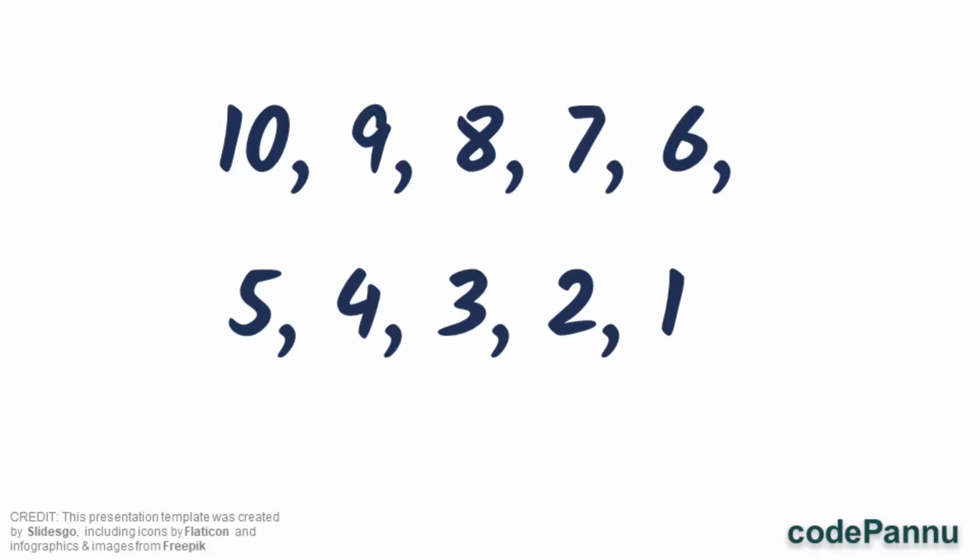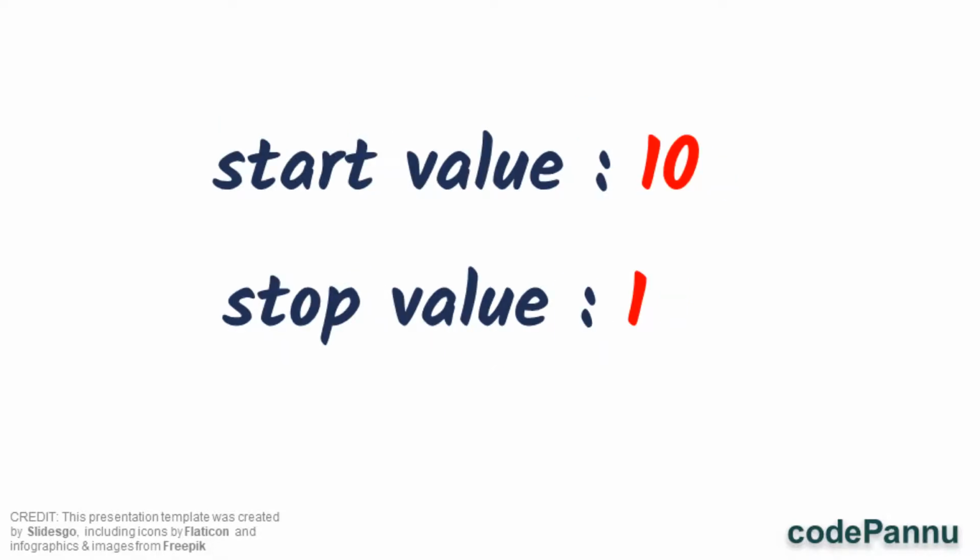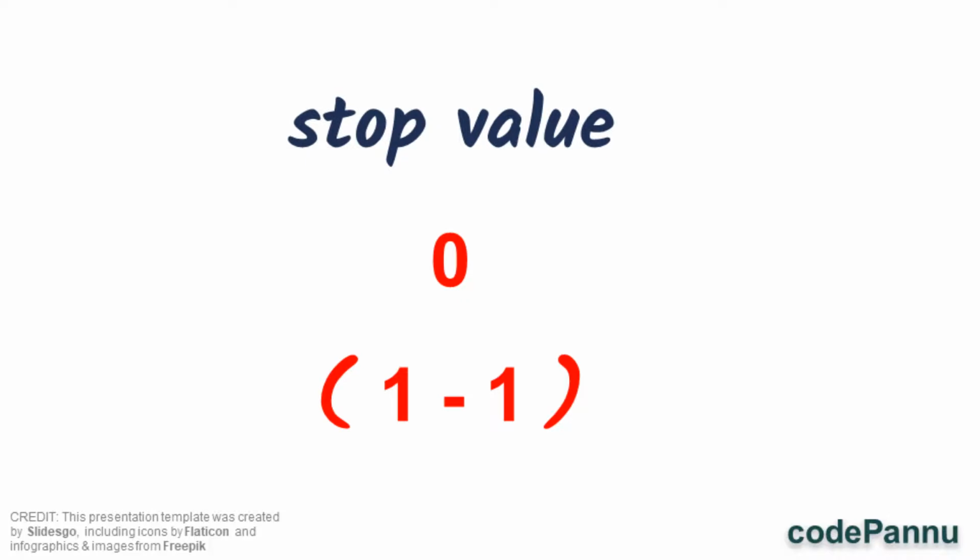So we know that the start value is 10 because we are starting from 10 and we know that the stop value is 1. Okay, so let's keep at that. But we also want 1 to be included, right? So let us change it to 0. Can we have 0 as output stop value? Yes, we can. We can even have negative values, but let's say we can have 0 as stop value.